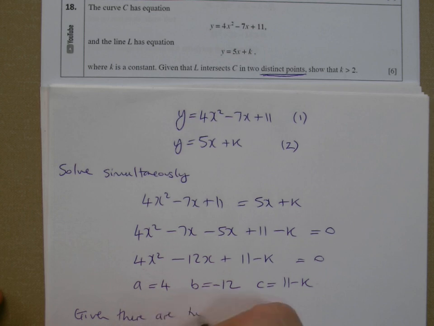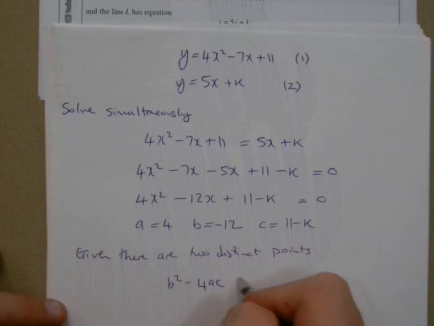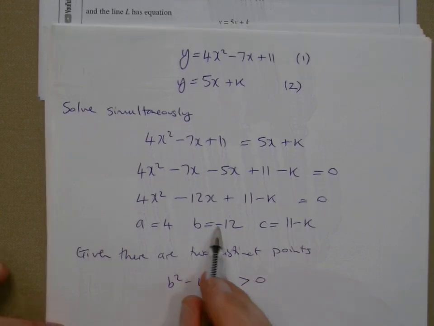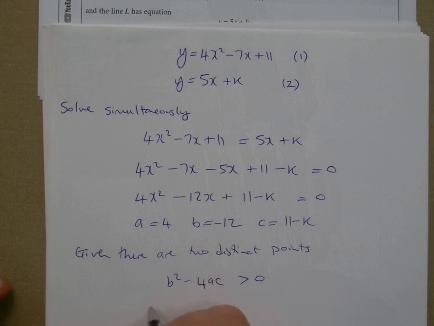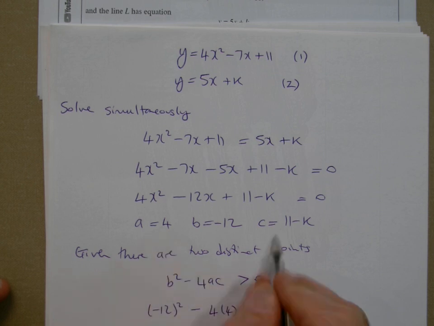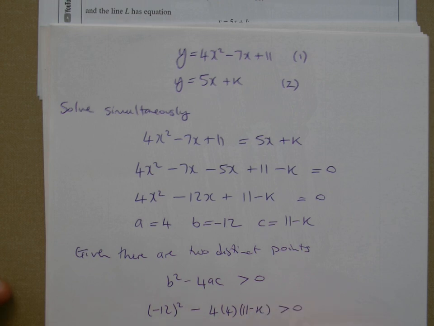So given here that there are two distinct points, we can say that b squared minus 4ac, because we can have two results, is going to be greater than 0, yeah? Then just sub the values in, and that should give us what we need for k. So minus 12 in here for b, squared, minus 4 times a times c, so a is 4, and c is 11 minus k, all right, which is greater than 0.